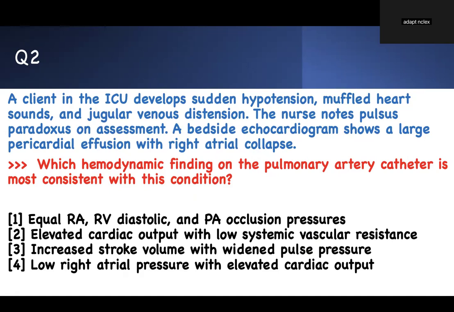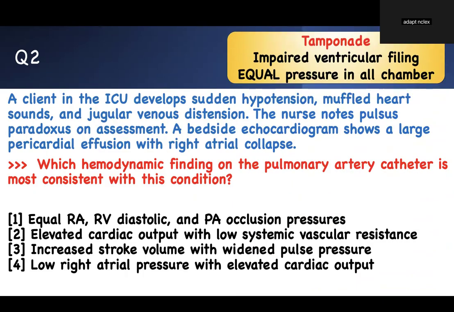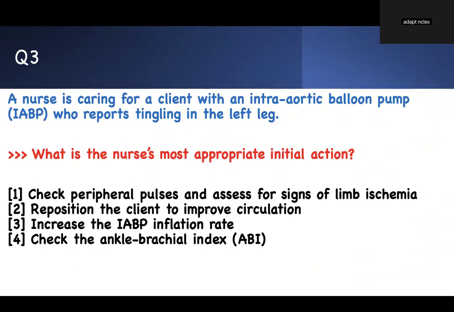Your systemic vascular resistance, yes, is going to decrease. What is the right answer? Equal pressures in every system. Therefore, in tamponade, there's impaired ventricular filling leading to equal pressures in all chambers. That's the buzzword. And this is caring for a client with an intra-aortic balloon pump who reports tingling in the left foot. What is the next most appropriate initial action? Check the peripheral pulses and assess for signs of limb ischemia, reposition the client to improve circulation, increase the rate of the inflation of the pump, or check an ankle brachial index.